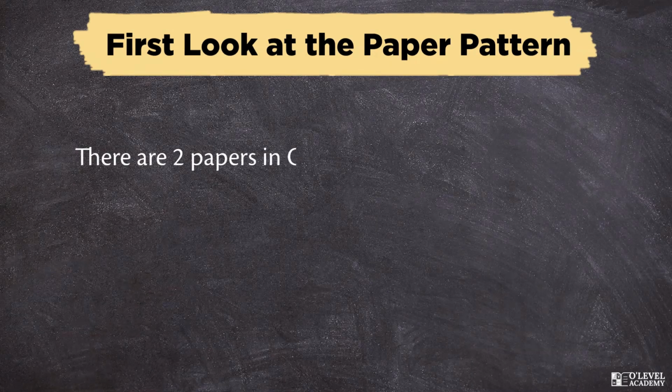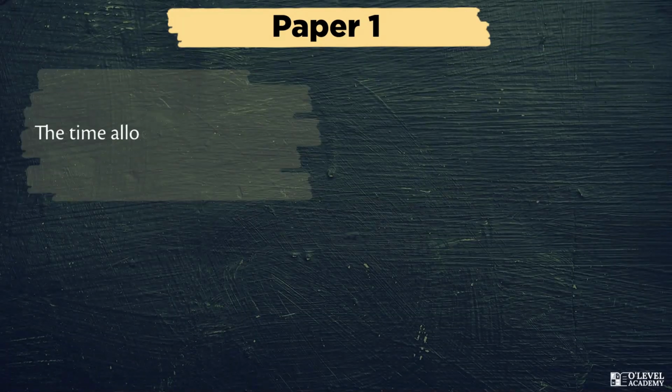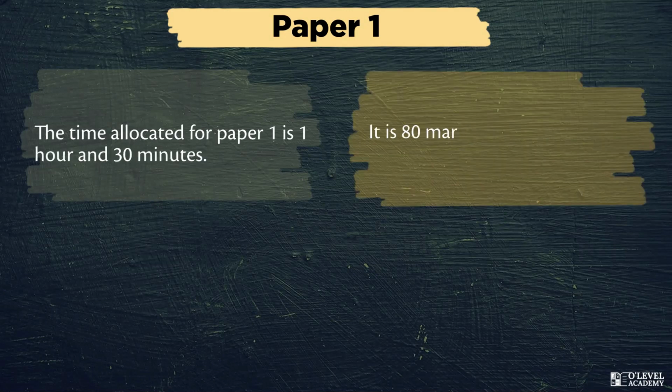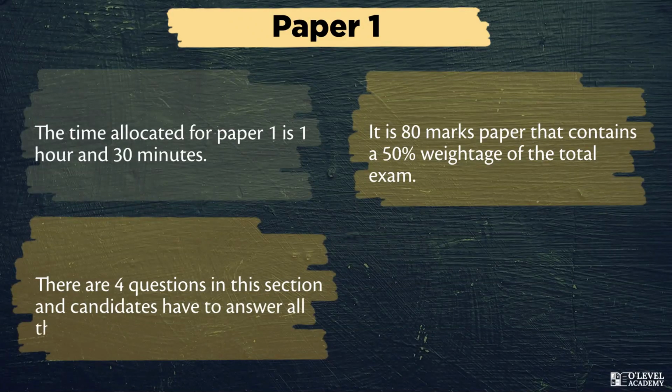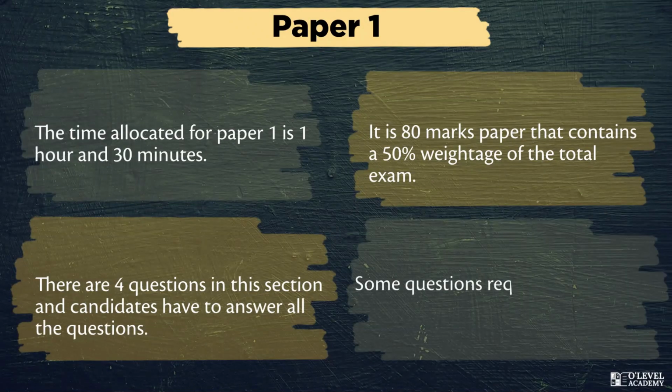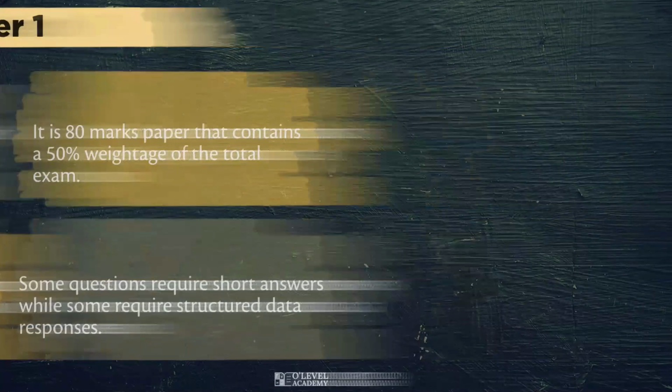There are two papers in O-Level Business Studies 7115 exam, Paper 1 and Paper 2. Paper 1. The time allocated for Paper 1 is 1 hour and 30 minutes. It is an 80 marks paper that contains a 50% weightage of the total exam. There are 4 questions in this section and candidates have to answer all the questions. Some questions require short answers while some require structured data responses.